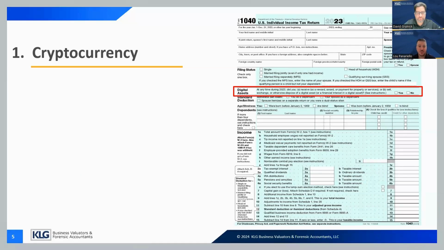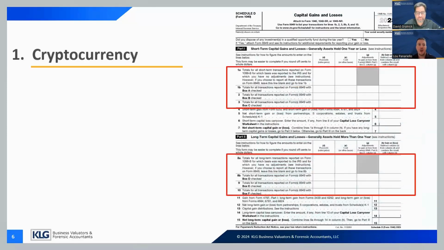The second place within the Form 1040 that you can look. Here we go. So this is Schedule D, which is for reporting capital gains and losses on the sale of property on Form 1040. So we talked about what the IRS did in 2020.